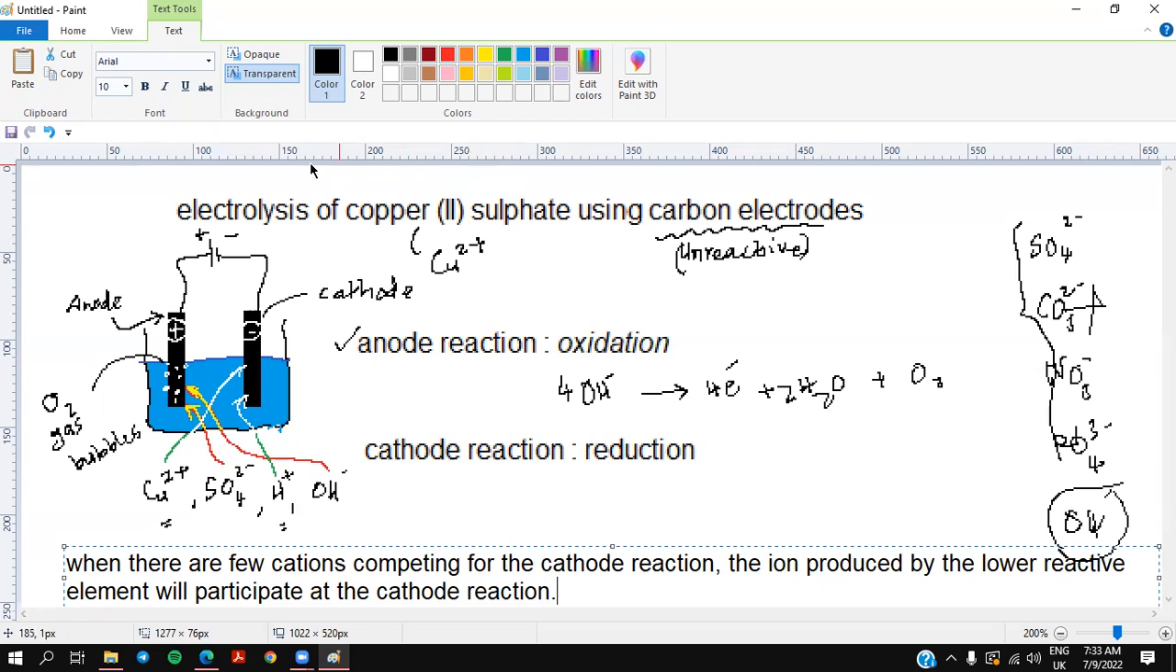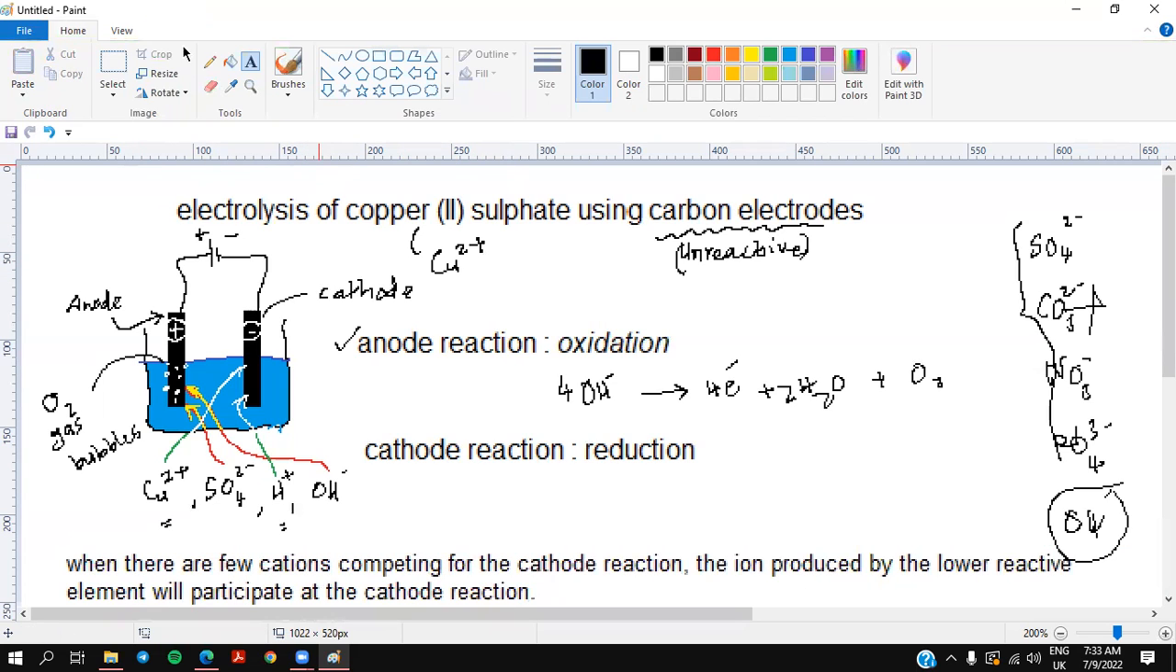According to this argument, if you see the reactivity series, from hydrogen and copper, copper is at a lower level. Copper is just below hydrogen in the reactivity series. Do you remember this? After hydrogen, we get copper. So copper is less reactive than hydrogen, and copper ions are there with hydrogen ions. So copper ions are going to react, because copper is less reactive than hydrogen.